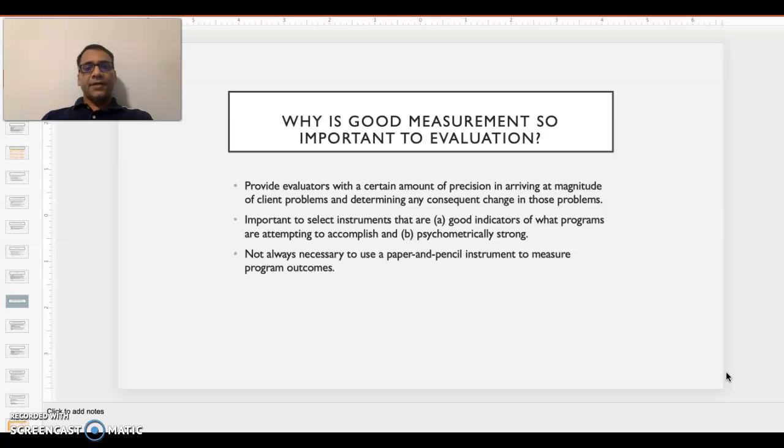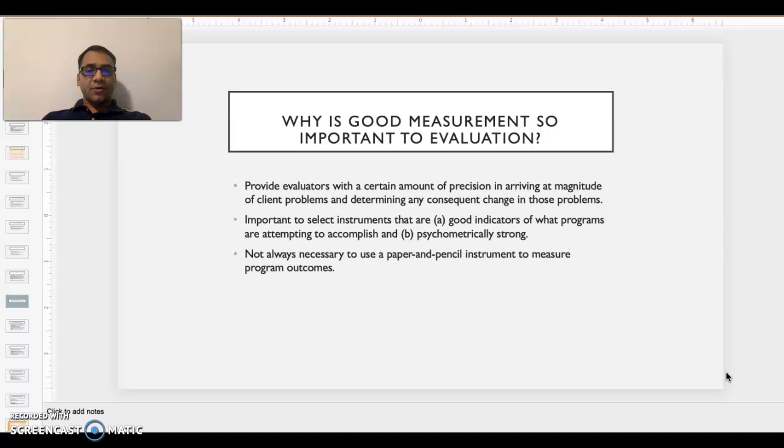It provides evaluators with a certain amount of precision in arriving at the magnitude of a client's problem and determining any consequent change in those problems. It is also important to select instruments that are good indicators of what programs are attempting to achieve, and they should be psychometrically strong.